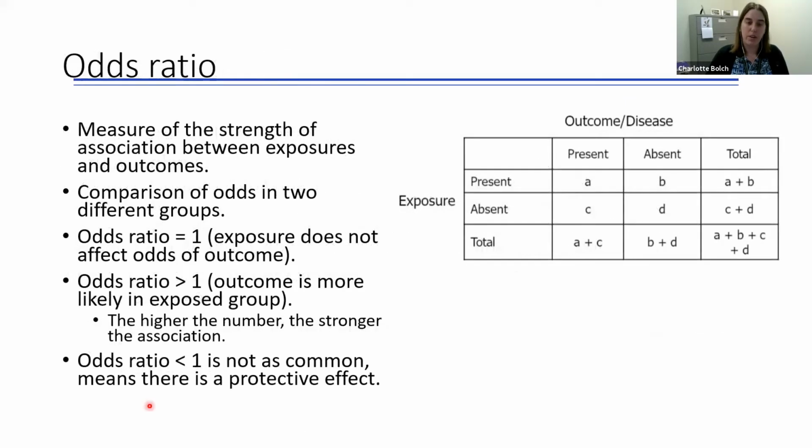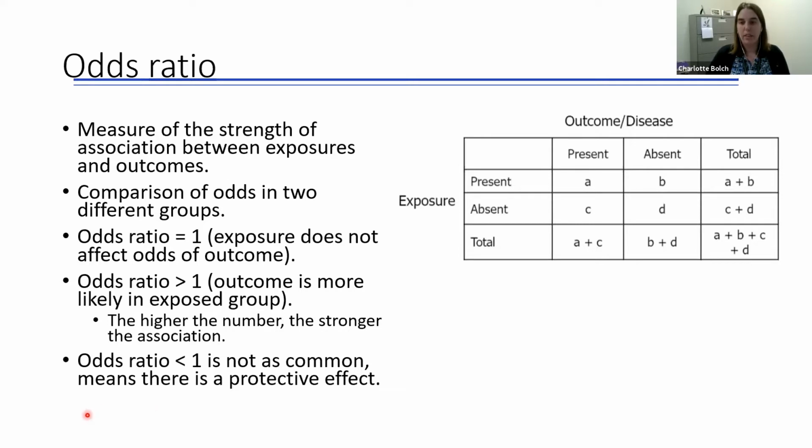An odds ratio is a measure of the strength of the association between exposures and outcomes. It's a comparison of odds in two different groups. An odds ratio of 1 means the exposure does not affect the odds of the outcome. An odds ratio greater than 1 means that the outcome is more likely in the exposed group, so the higher the number, the stronger the association. An odds ratio of less than 1 is not as common, and it means there is a protective effect.